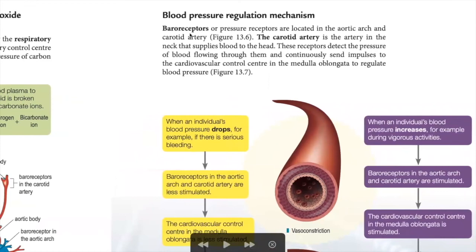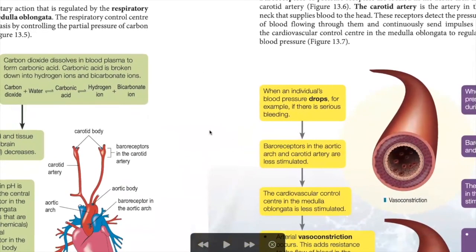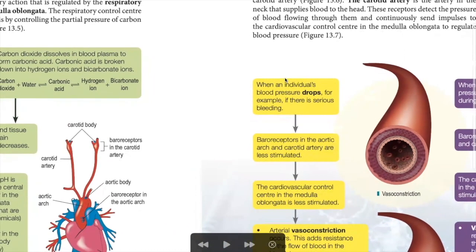Okay, awak tengok baroreceptor or pressure receptor are located in the aortic arch and carotid artery. Okay, cikgu nak tunjuk. Kat mana dia cakap? Dekat carotid artery. Ni carotid artery. Yang ni carotid body. Dua ni adalah carotid body. Salur darah yang ni, kita jumpa baroreceptor. Yang kedua jumpa kat mana? Aortic arch. Mana aortic arch? Ni yang ni. Okay. Dekat aorta ni lah.